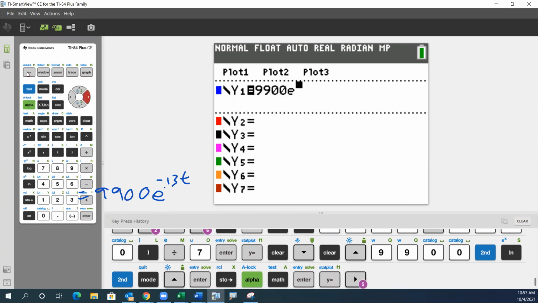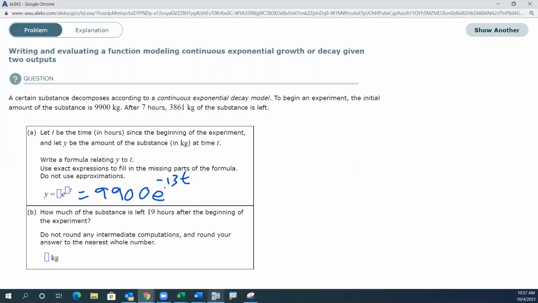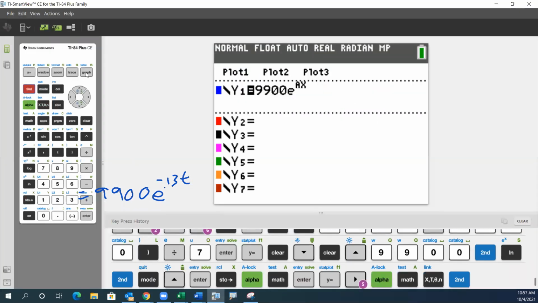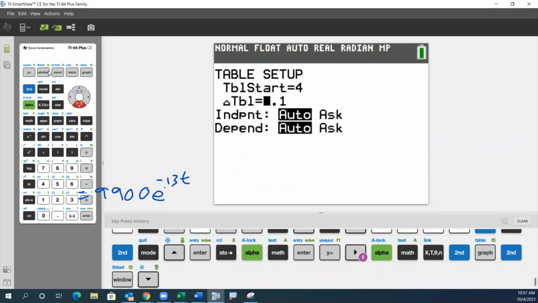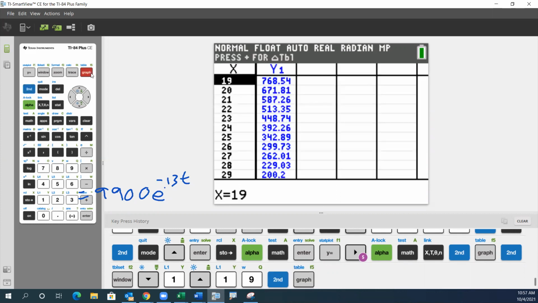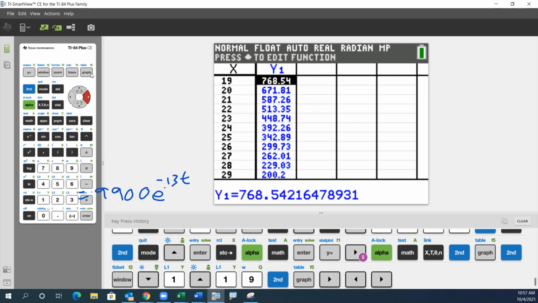So I'm going to go a. You can just do the negative 0.13, but I do want to show you what you can do. All right, and then the x. All right, so then what was the question? I don't even remember now. Oh, in 19 hours. All right, so when t is 19, I'm going to go to my table. Let's make this a 1. And you know what? Might as well just jump to 19 while I'm there. All right, so at 19 hours, we are down to 768.54.